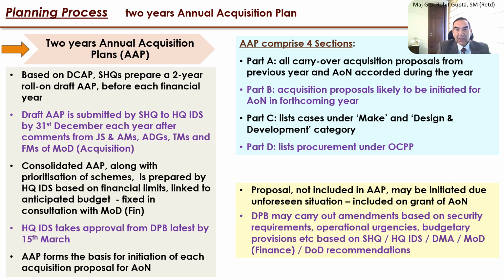Now, proposals which are not included in the AAP can be initiated, maybe due to unforeseen conditions, and these can be included in the AON for grant of AON also. The Defense Procurement Board can carry out amendments. These can be based on the security requirement, operational urgencies, budgetary provisions, based on the recommendations of the various agencies concerned, including the headquarter IDS, MOD Finance, and Department of Defense.